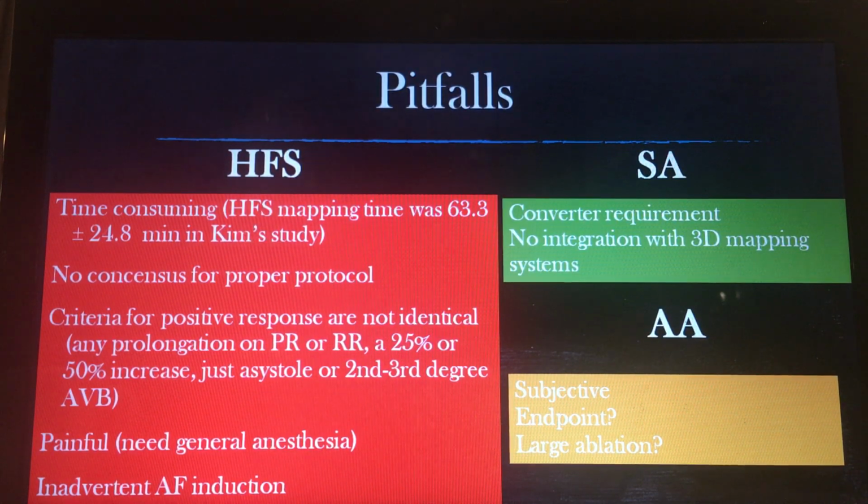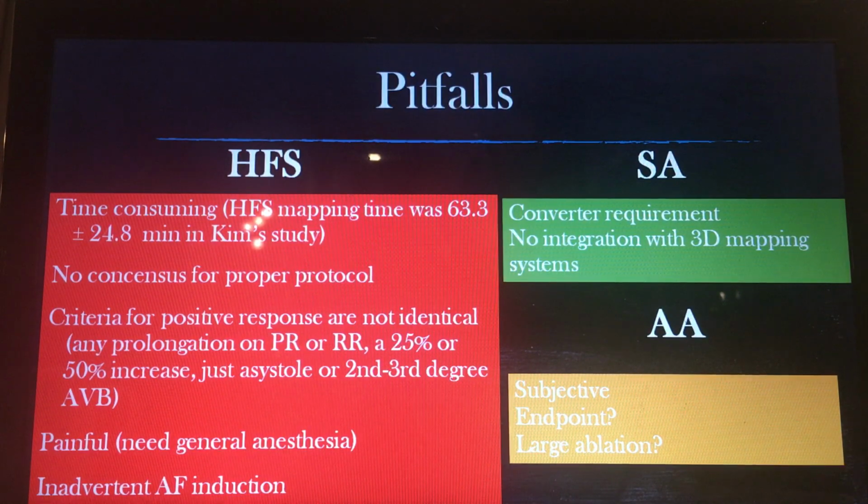For example, in high frequency stimulation, you should know that there is still no consensus for a proper HFS protocol. Another limitation is that it's a very time-consuming method. For example, in Kim's study, the mean HFS mapping time was 63 minutes. And also, criteria for a positive response are not identical between studies.